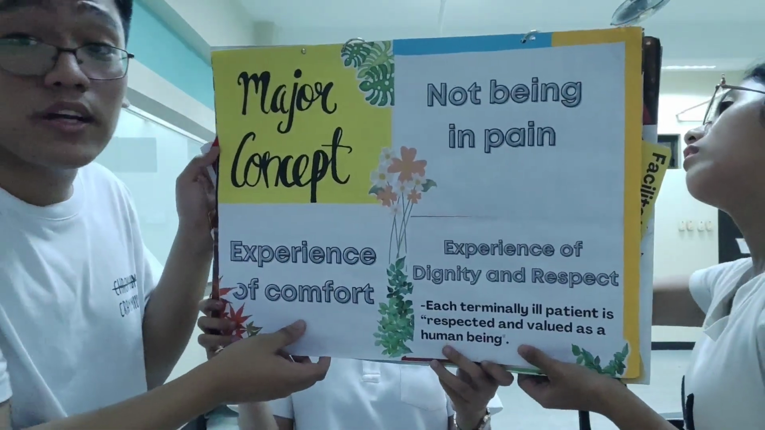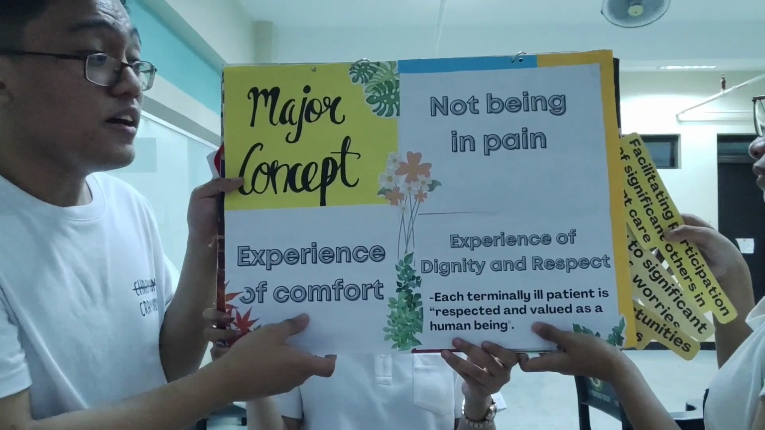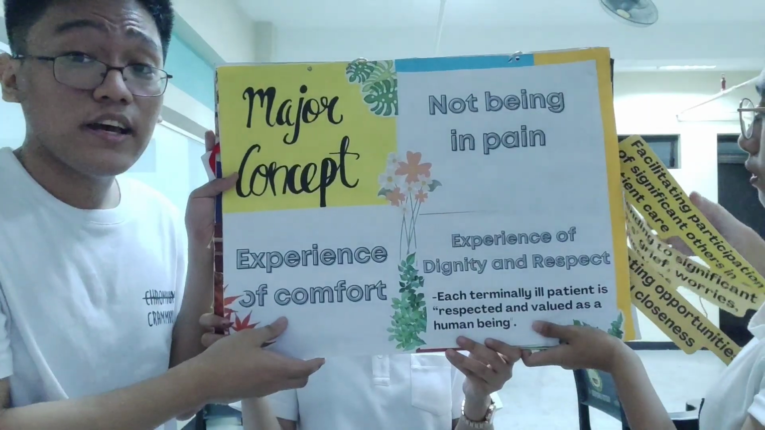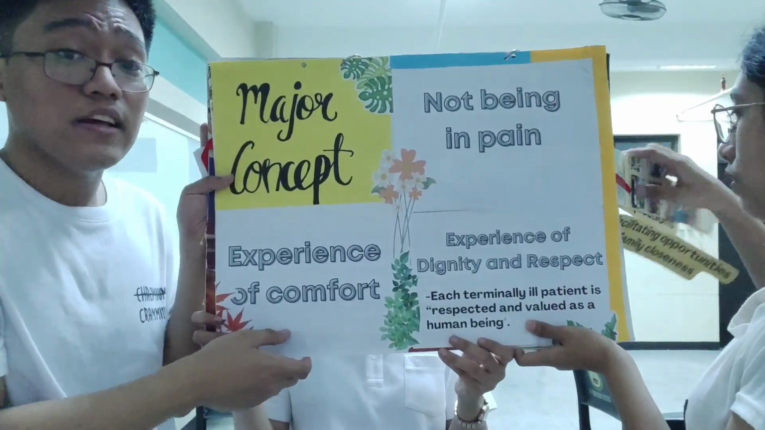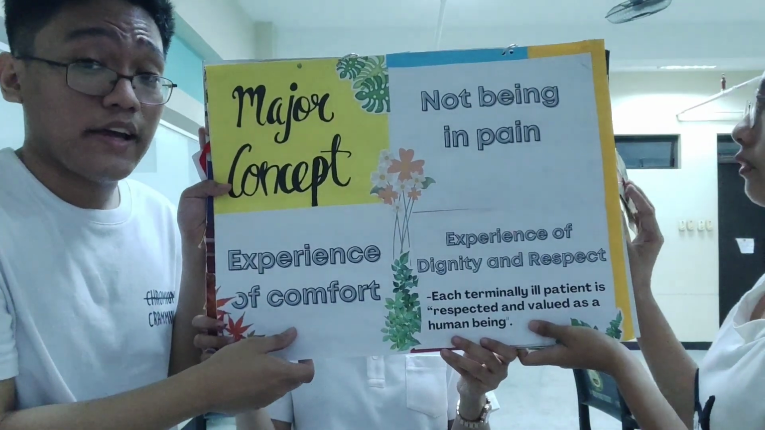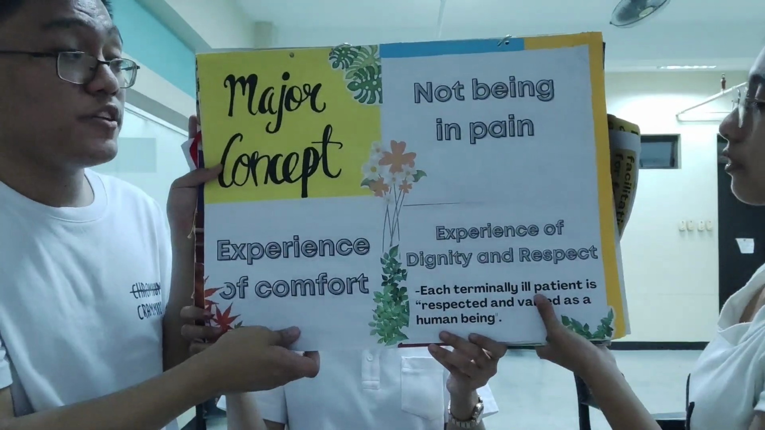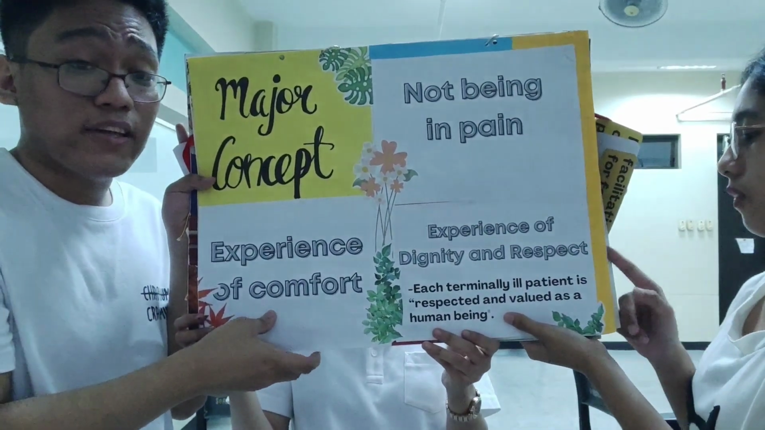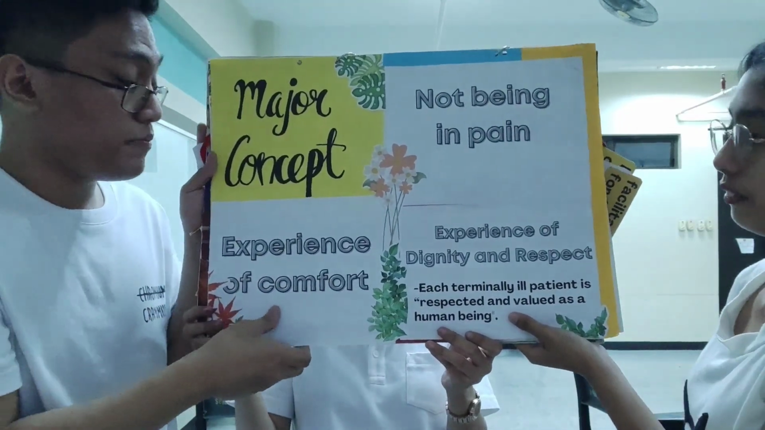For the first one, not being in pain. Not being in pain is defined as not having an experience of pain, physically or emotionally. Basically it means being free from the suffering that the patient is experiencing. Also, not being in pain is the most crucial part of the 5 major concepts because it is the least we can do to help the patient have a peaceful end of life.